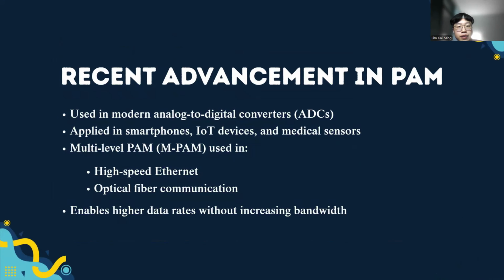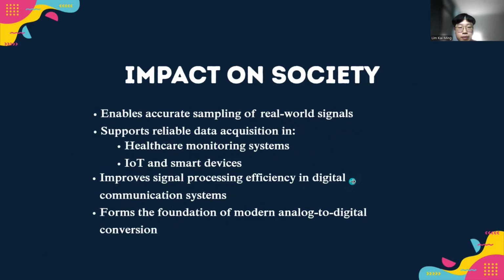So, next is the recent advancement in PAM. It is used in modern analog to digital converters, ADC, applied in smartphones, IoT devices, and medical sensors. Multi-level pulse amplitude modulation, used in high-speed Ethernet and optical fiber communication, enables higher data rates without increasing bandwidth.